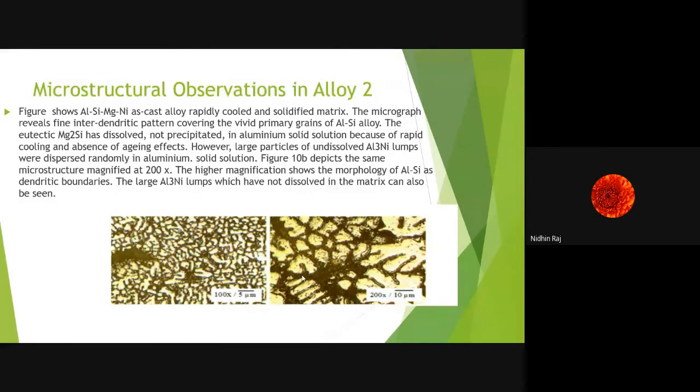Now figure B depicts the same microstructure magnified at 200x, and the higher magnification shows the morphology of aluminum silicon as dendritic boundaries. Now the large Al3Ni lumps which have not dissolved in the matrix can also be seen from figure B.